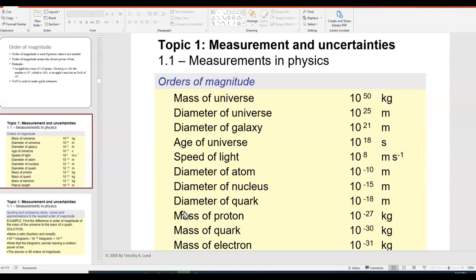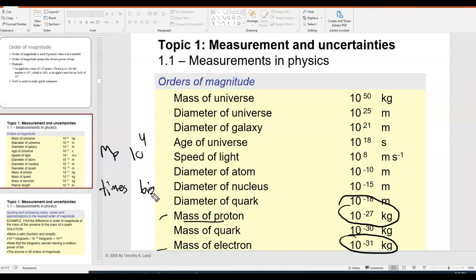So for example, if you look at the mass of the proton versus the mass of the electron, 10 to the negative 27 and 10 to the negative 31, what is the difference between those two orders of magnitude? Well, hopefully you realize the difference between negative 27 and negative 31 is a difference of 4. In other words, I can say that the mass of the proton is about 10 to the power 4 times bigger than the mass of the electron. Okay, that's about 10,000 times bigger.